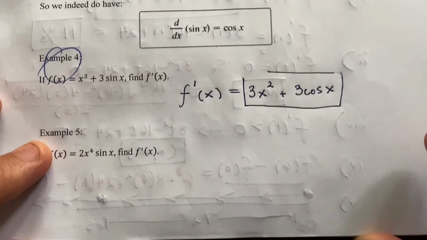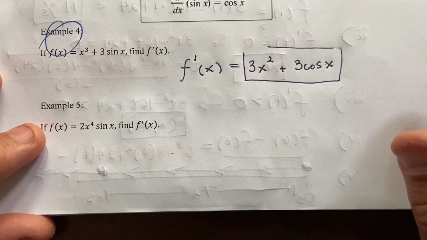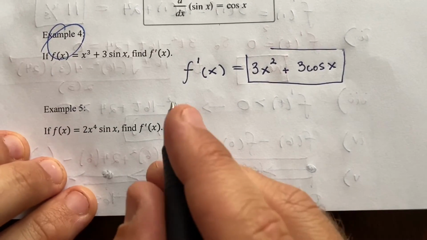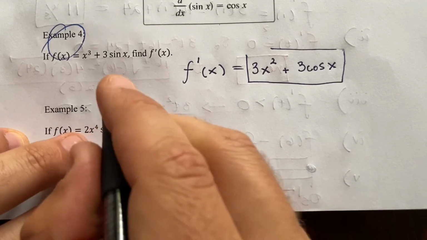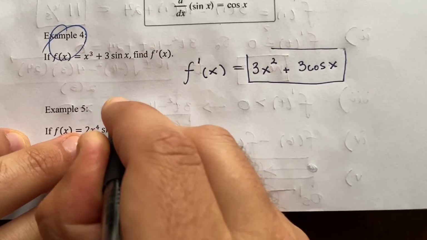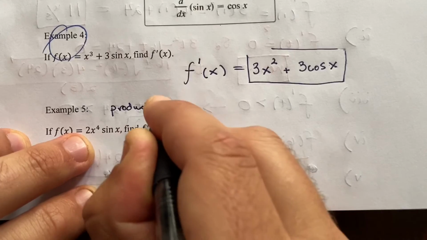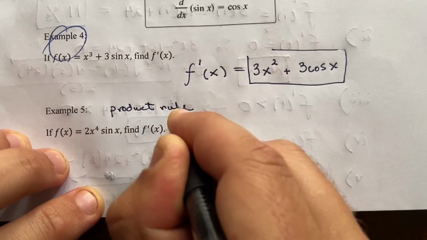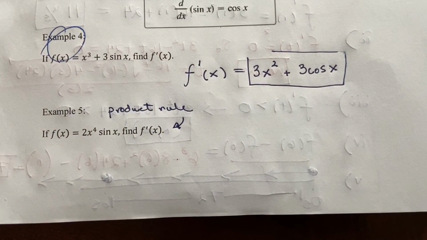I'll leave example 5 for you to try, but I'll let you know you need the chain rule. Sorry, not the chain rule, but the product rule for this one. Chain rule is coming in the next section.